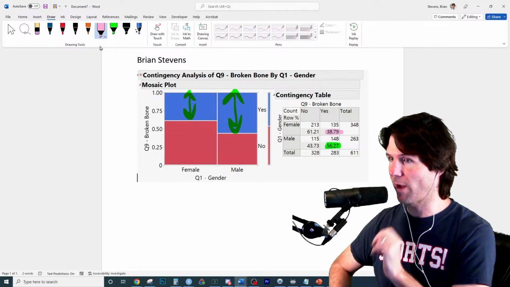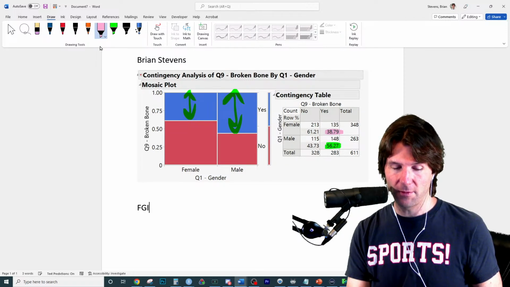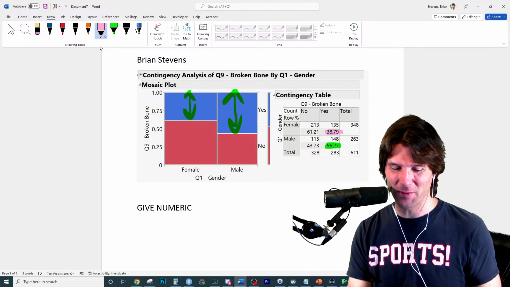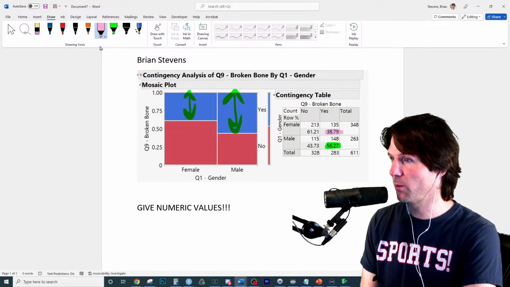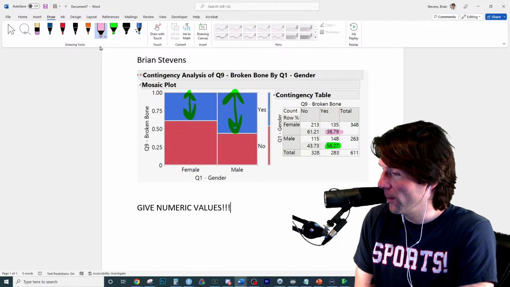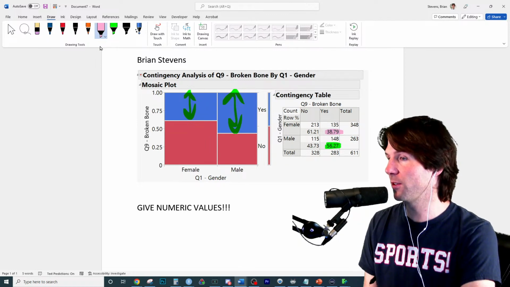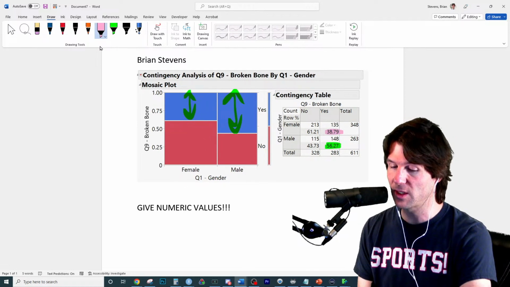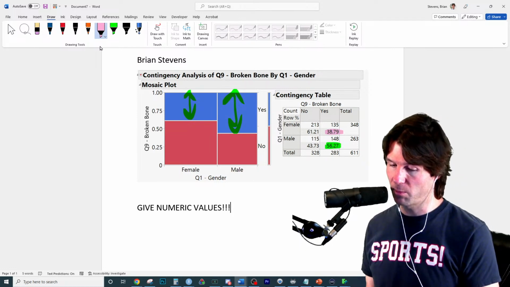You want to actually give numeric values. If you're not giving numeric values in your write-up and mentioning these values to us and what they mean, the percentages are going to be the important thing right here. So, given that someone is male, which is a conditional distribution, the probability of them breaking a bone was 56.27%. Whereas given someone is female, the probability of them breaking a bone was 38.79%.